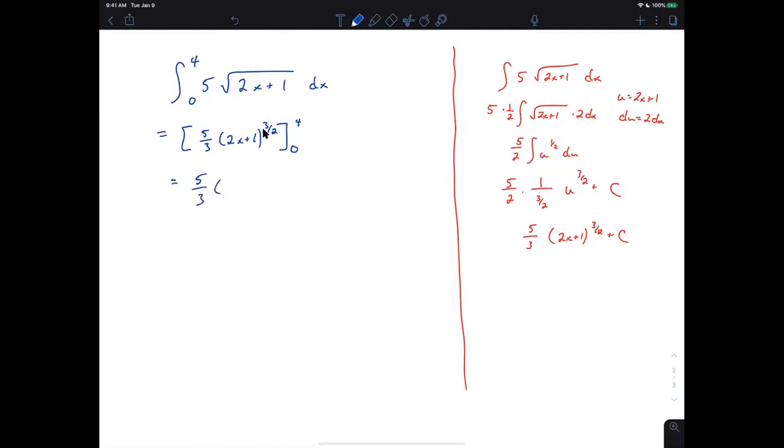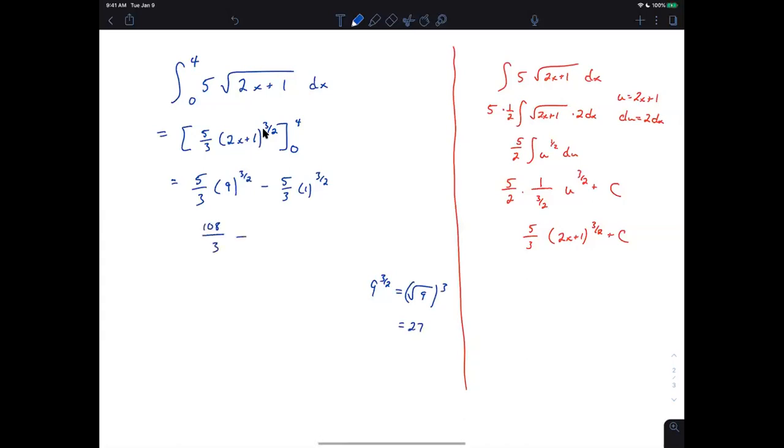And if I plug in 4, I get 9 to the 3/2. If I plug in 0, I get 0 to the 3/2. I'm sorry, I get 1 to the 3/2. But it's important that when you plug in the 0, you don't necessarily get 0, so double check that. 9 to the 3/2 is 27, so without a calculator, that is the square root of 9 cubed, which is then 27.